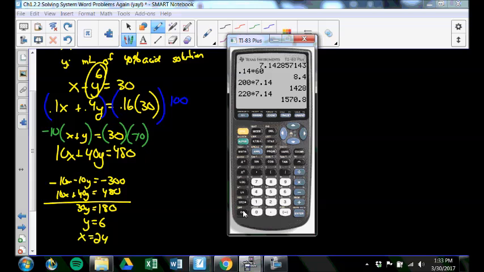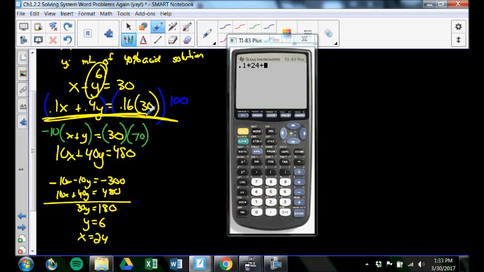If I do 0.1 times x, and x is 24, I'm plugging things into this equation here. I plug stuff into here. And 0.4 times y, and y was 6. This gets me that. That is hopefully the same as 0.16 times 30, and it is. So it checks. You should always check your answer.